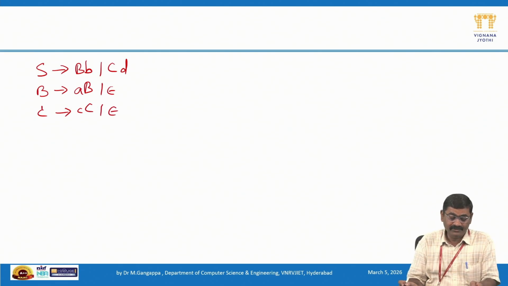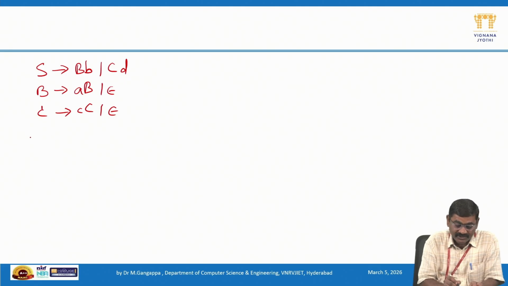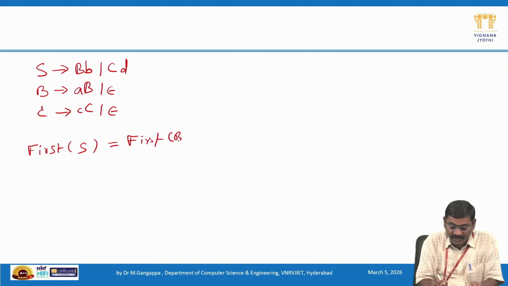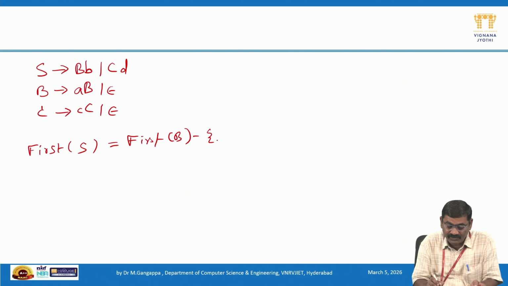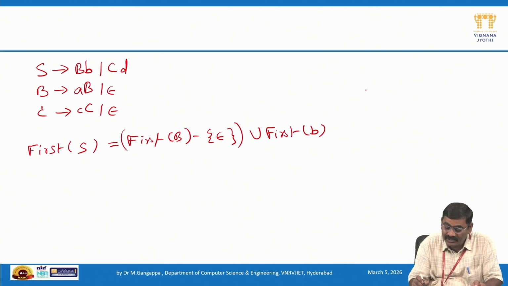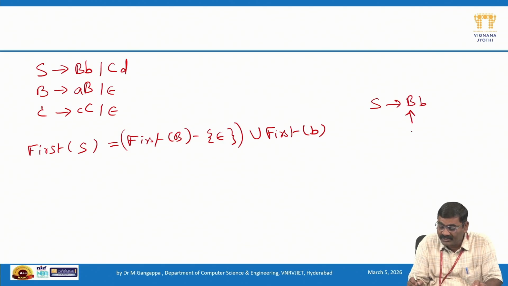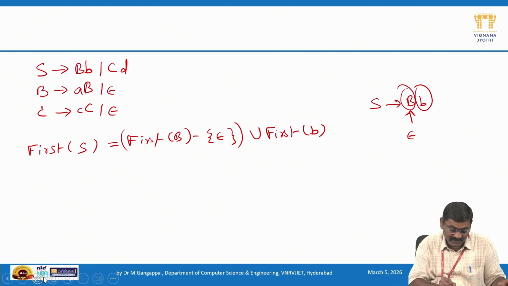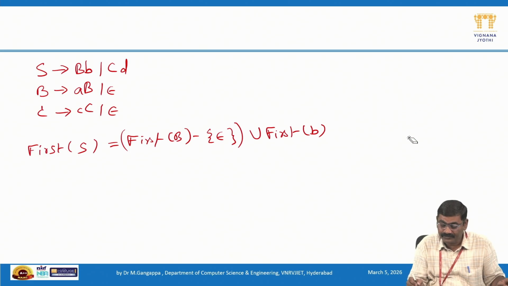So let us see how to compute first of S. To compute first of S, it can include first of B. Here B is deriving epsilon, therefore we should remove epsilon, and then apply the first for the next symbol, that is first of B as well, because B is deriving epsilon. In this S gives BB case, B is deriving epsilon, therefore we should apply first for this as well as first for the next symbol. This is how we can compute. We have written the formula like this.